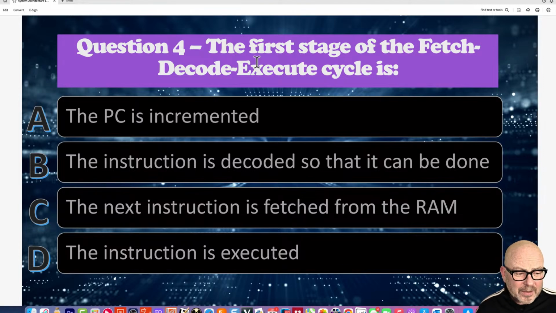What's the first thing that happens? This does involve going away and learning each of these off by heart. It's not the most exciting thing, but it's guaranteed to turn up. There's a whole grade boundary in this view at the start of the paper. So the first stage of the fetch, decode, execute cycle, is it that the PC is incremented? The instruction is decoded so it can be done. The next instruction is fetched from RAM, or the instruction is executed.